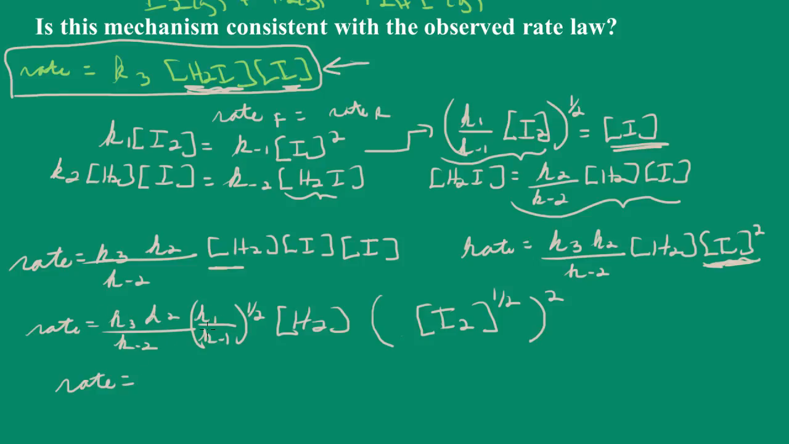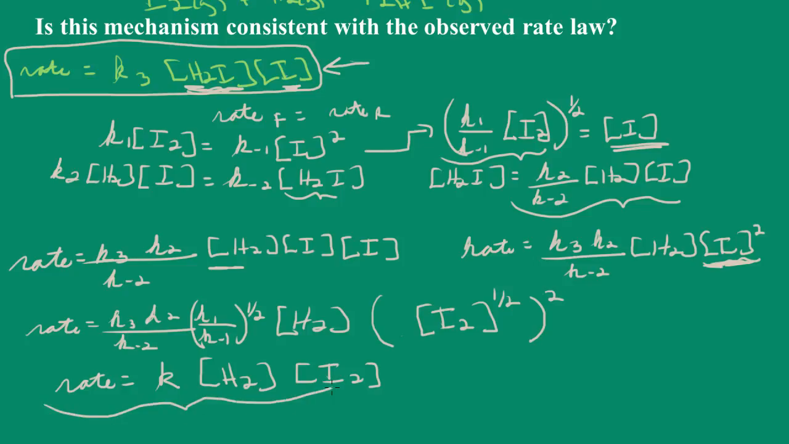Okay, so cleaning this up a bit, we have rate is equal to, now these k's are all constants, and a constant times a constant divided by a constant divided by another constant is always a constant. So I'm just going to call that constant k, and here we have our hydrogen, and this then is just going to be the iodine.